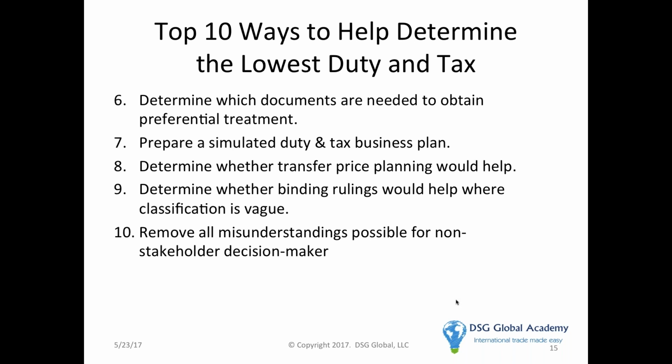Just a couple of other tips, such as using binding rulings whenever the classification is vague. If you have multiple related parties or subsidiaries around the world, do some transfer pricing study because customs agencies have started to really look at transfer pricing studies favorably.